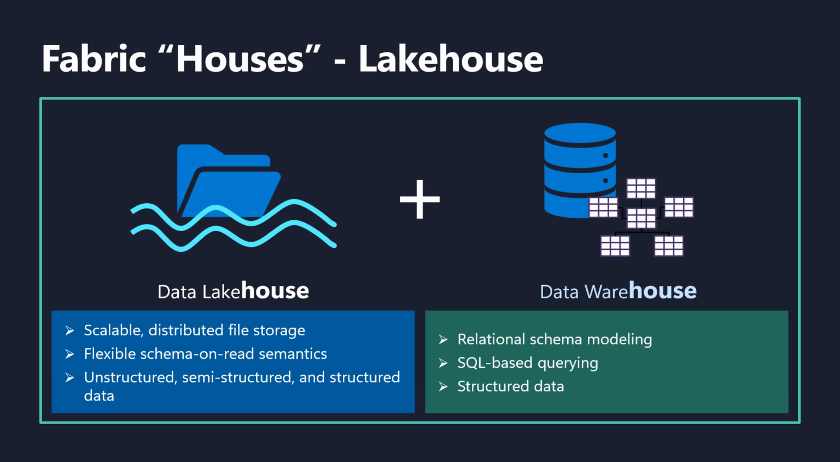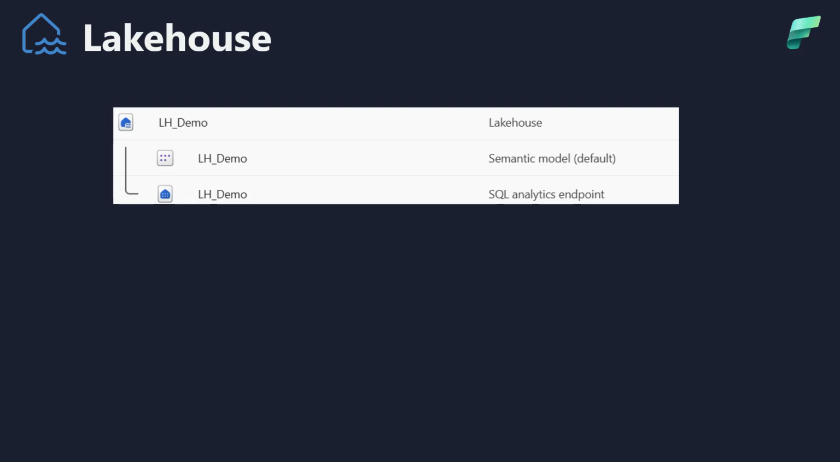Data lakehouse represents a scalable, distributed file storage system, which is suitable for storing all types of data, such as unstructured, semi-structured, and structured data. It allows for flexible schema-on-read semantics. On the other hand, data warehouse more reminds of traditional data warehousing workloads. It supports relational schema modeling, SQL-based querying, and it's suitable for storing structured data. Now first, let's examine the lakehouse.